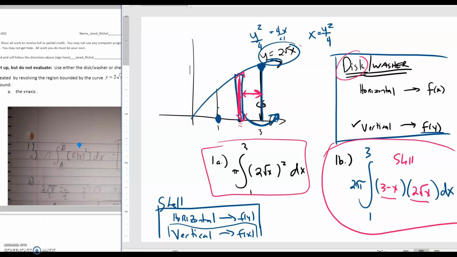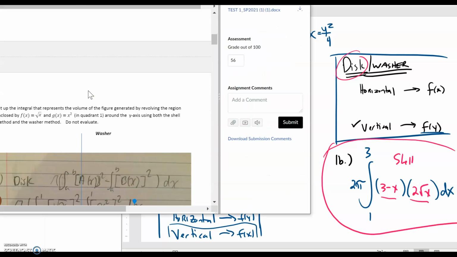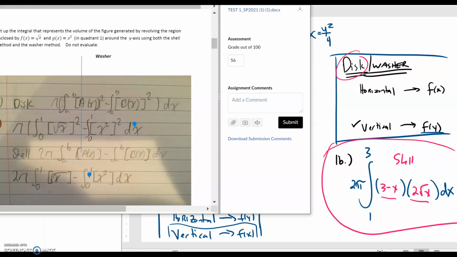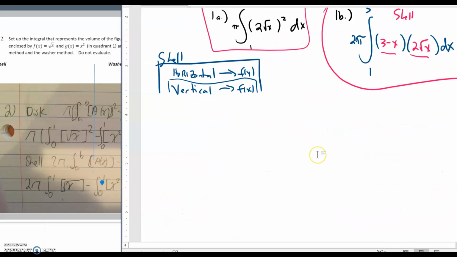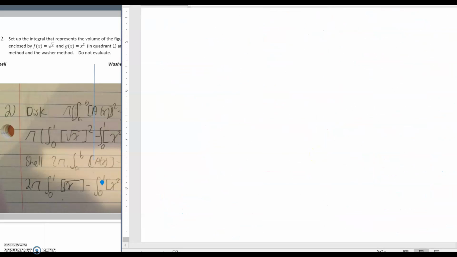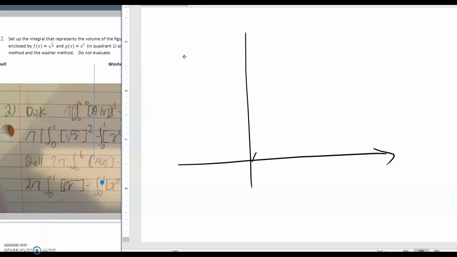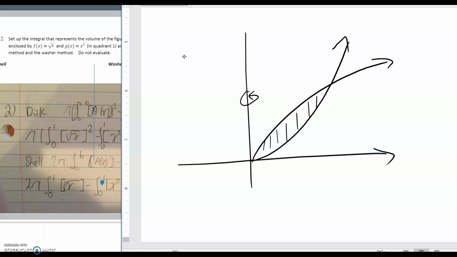Okay, let's look at the next one because you had some issues with it. Let's see if we can apply what I'm talking about to the second one. I've got root x and x squared in quadrant 1, and we're going to rotate around the y-axis. Picture always helps. Root x looks like that, sort of, and x squared looks like that. So this is my region, and I want to rotate around y.